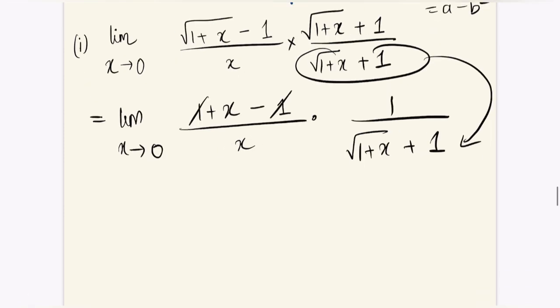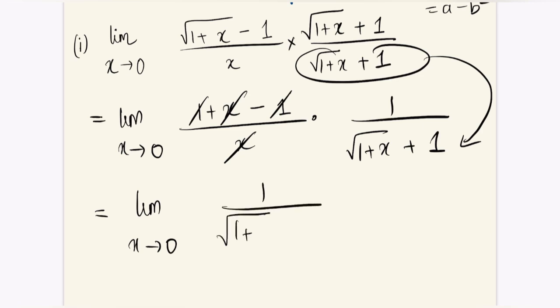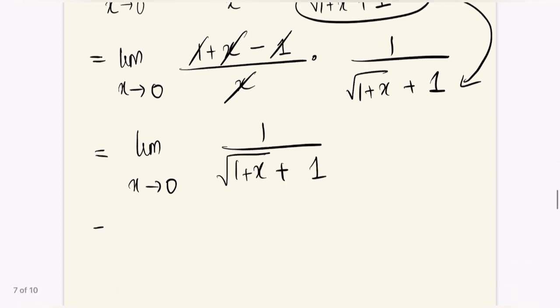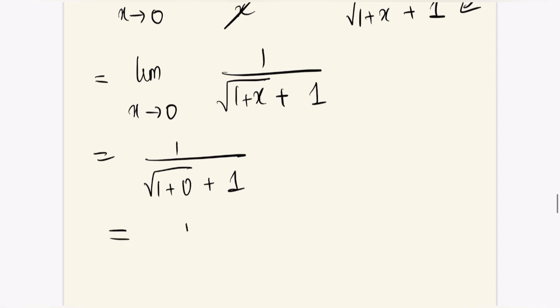Now you can see that the 1 and the minus 1 get cancelled, x and the x also get cancelled, because x is tending to 0 and it is never going to be equal to 0. All you are left with is just this denominator, root of 1 plus x, plus 1. Now can you try to substitute the 0 over here in place of x? Yes, you definitely can. You will get root of 1 plus 0, plus 1, and the answer is going to be 1 upon 1 plus 1, which is 1 by 2.